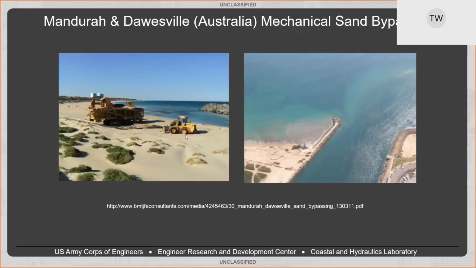There's also, in Australia, they've got a variation of this to where in Mandurah and Dawesville, they'll take a front-end loader and excavate dry sand, place it into a hopper, fluidize it. This is all track-mounted. They'll fluidize it and pump it either to a bypass situation or a back pass situation. And supposedly there's 3 or 4 different projects in Australia that use this system.